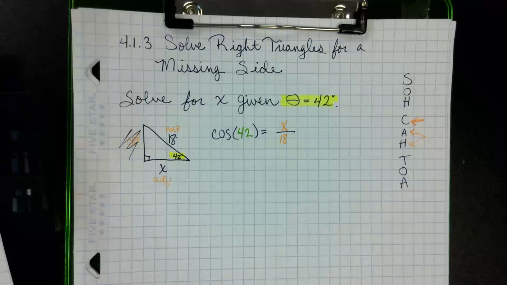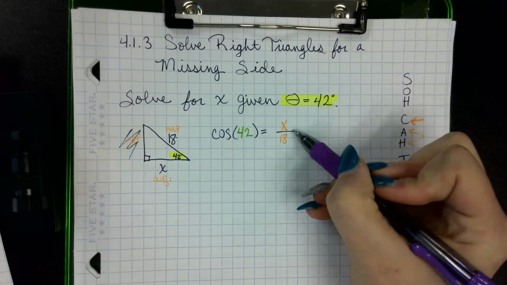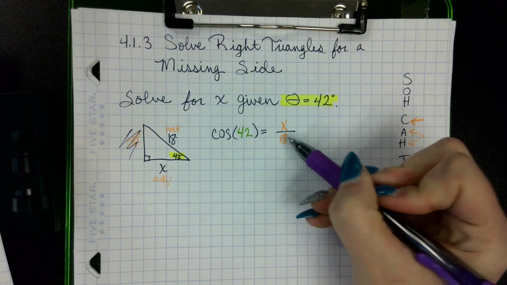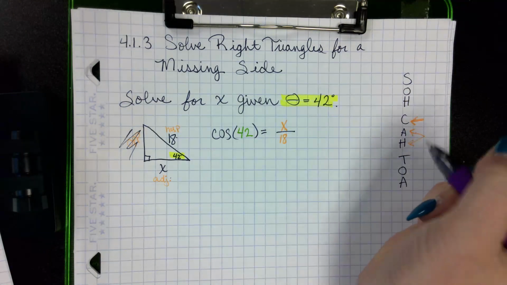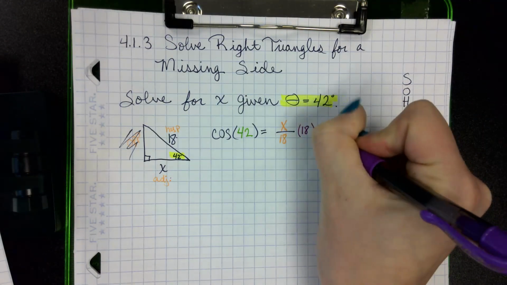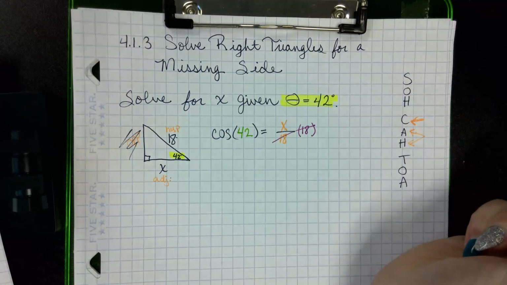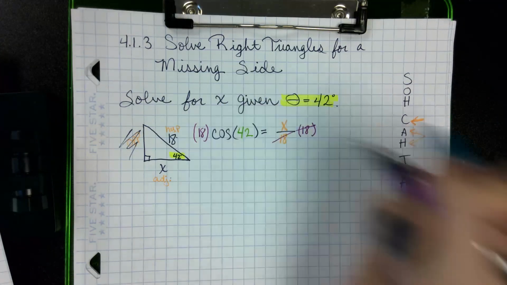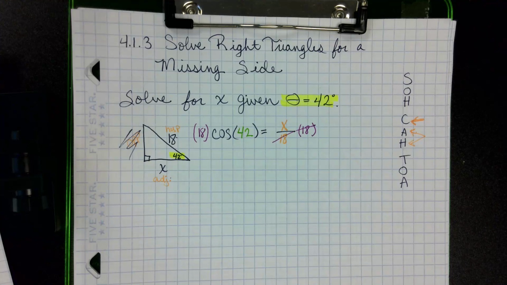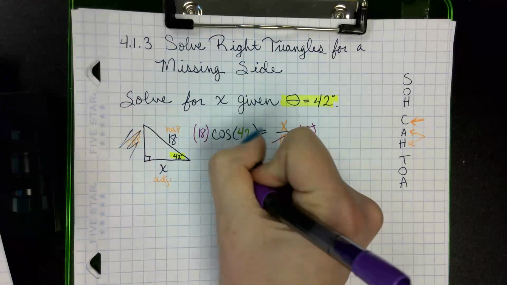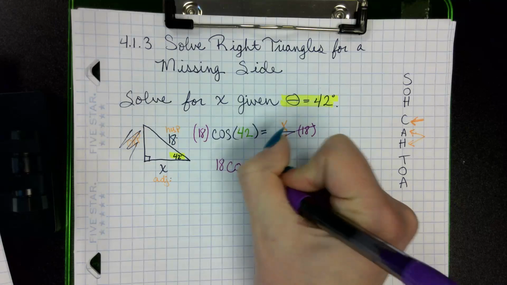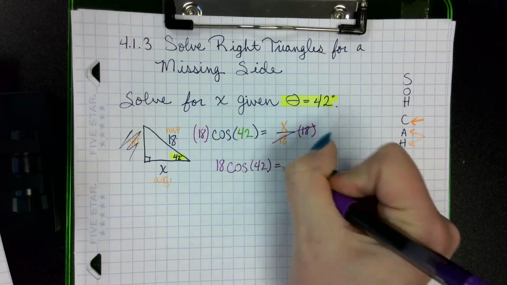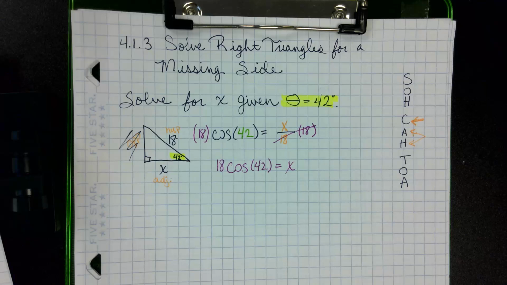But I want to solve for X. So that means I want X by itself. This is X divided by 18. So if I want to undo the division, I multiply by 18, and then that will cancel out. Anything I do to one side of an equation, I must do to the other to keep it nice and balanced. So I multiply the left side by 18. Now I'm going to rewrite it: 18 cosine of 42 degrees equals X. All right, so I have solved for X.